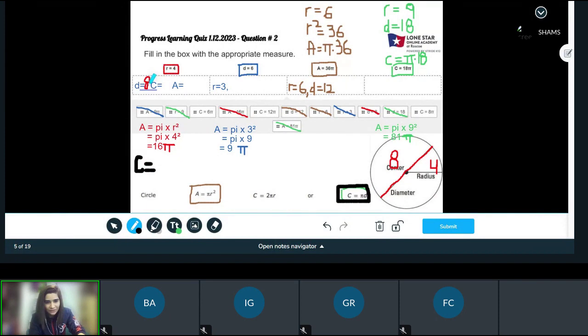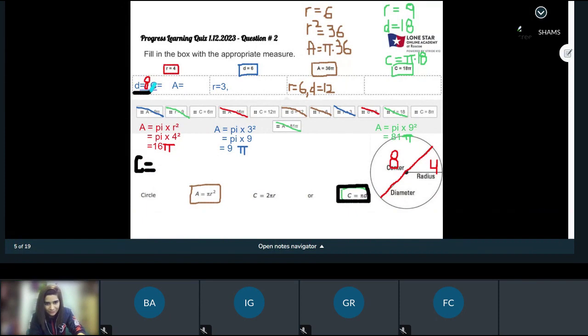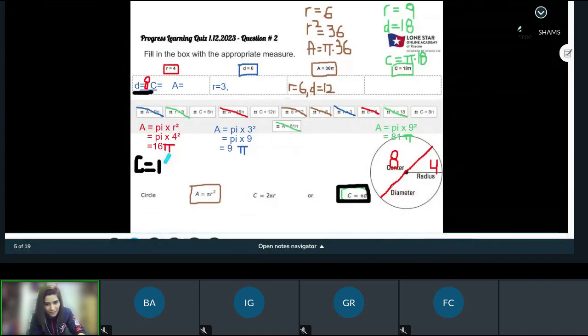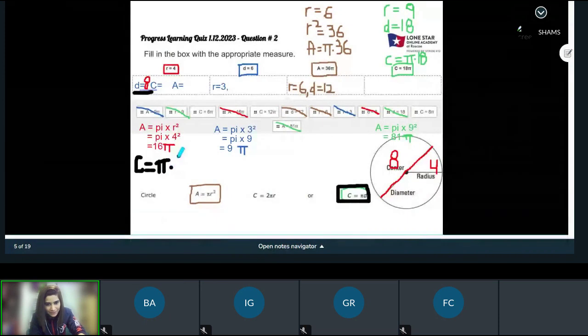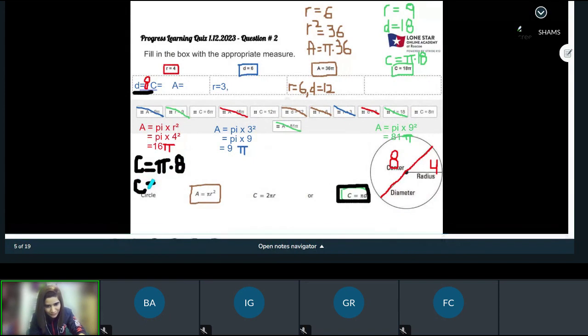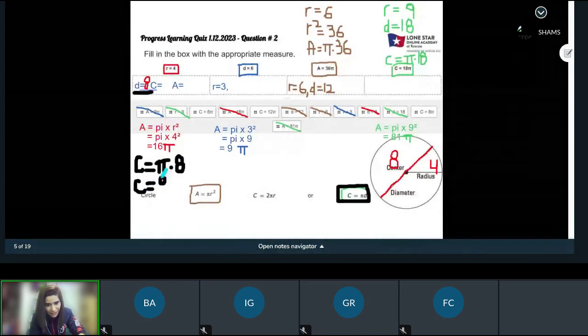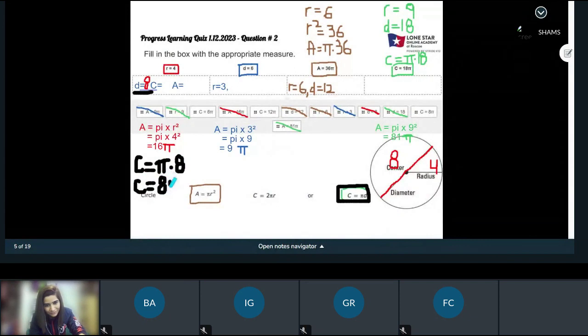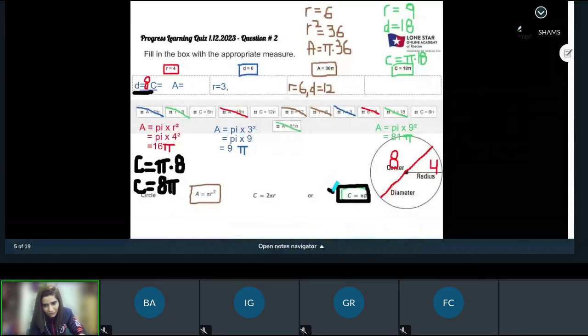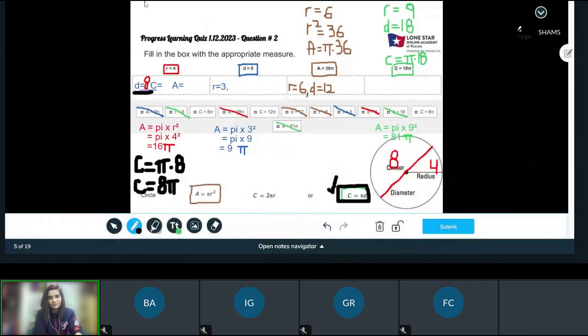In this one, the diameter is 8. Circumference is pi d, right? Circumference is pi times diameter, and diameter is 8, right? So I can say circumference equals 8 pi. For the very first circle, circumference will be 8 pi. Are there any questions? Because this is the formula I am using. C equals pi d. D is 8. So 8 pi is the answer.